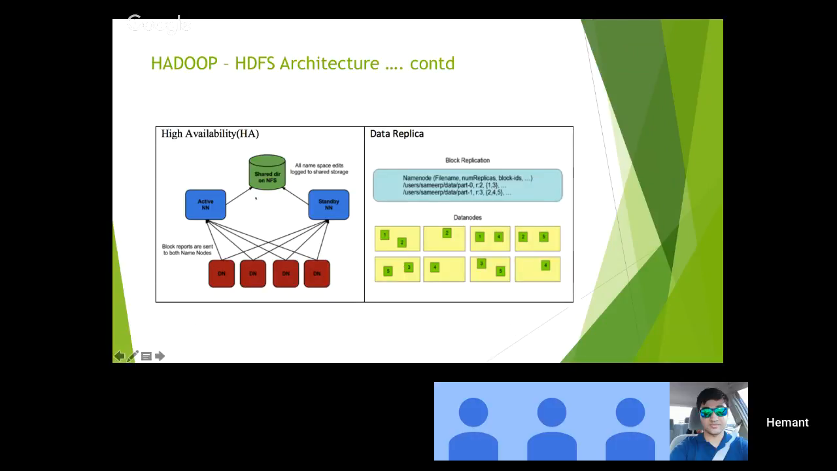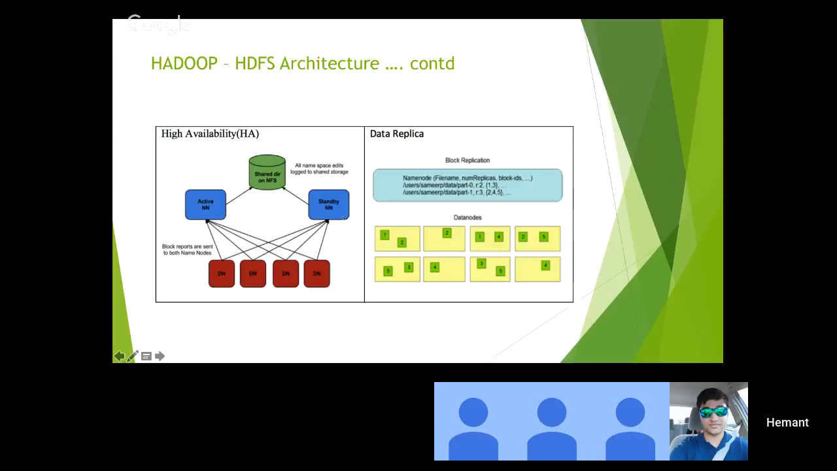So basically here are two important concepts of Hadoop: high availability, and how the name servers and node servers are maintained. And here it shows how the data is replicated among different namespaces.